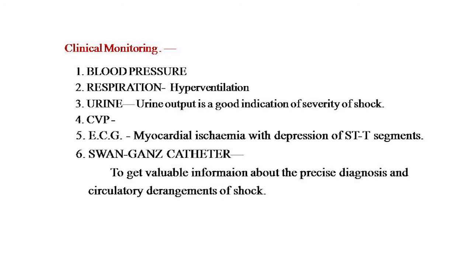This catheter provides three types of information: A, flow in the cardiovascular system; B, sampling of the blood from the pulmonary artery to give an accurate measurement of the blood gases in the mixed venous blood; and third, the filling pressure of both the right and left side of the heart can be measured.